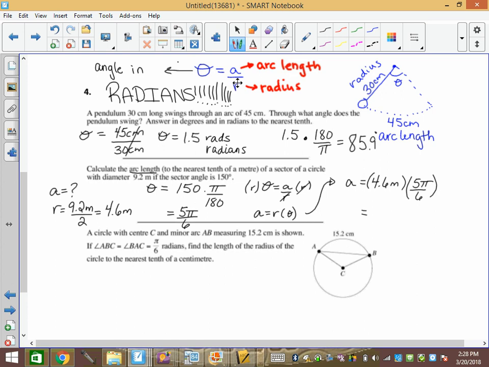And so what do you get? 4.6 times 5 pi over 6. 12.0? 12.0 what? Nope. 12 meters.